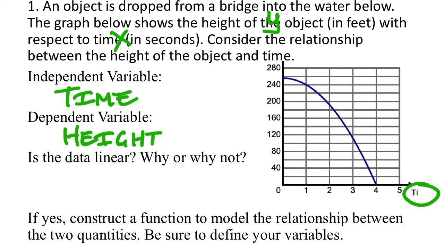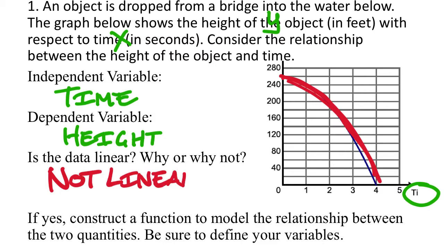And finally, is this data linear? Just looking at the graph, we should be able to make that distinction. This one's curvy. Not very curvy, but it's curvy enough. So the answer is no, not linear. You could say it's curvy. You could say it's just not a straight line if you want.